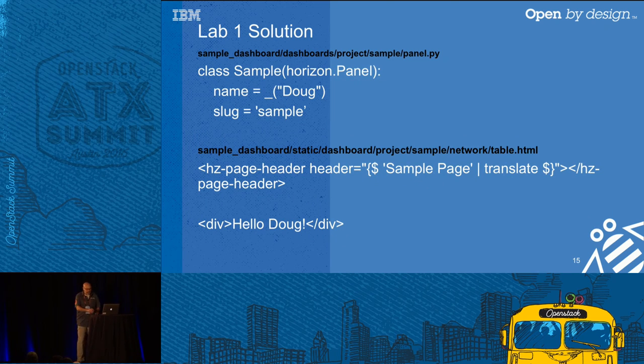These are the code changes I was looking for us to make. Here, in the openstack sample dashboard directory, go into panel.py and put in your name here for the name of the panel. That's what will show up in the left side navigation. Then underneath the static directory, where the Angular goodies live, go down to the table HTML and mess with this markup, maybe putting your name inside the markup.